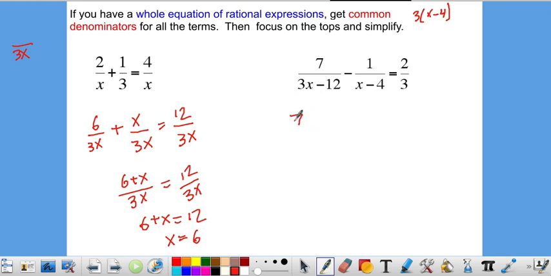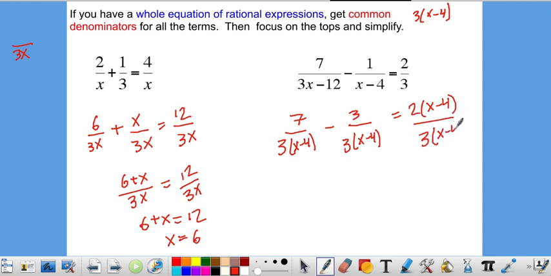So you would get 7 over 3 times x minus 4. We got to multiply top and bottom here by 3, so minus 3 over 3 times x minus 4. And then we're going to multiply this fraction by x minus 4 over x minus 4. So 2 times x minus 4 over 3 times x minus 4. And now here we would have 4 subtracting over 3 times x minus 4 equals 2 times x minus 4 times 3 times x minus 4.